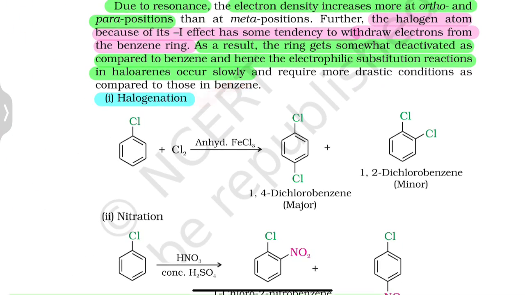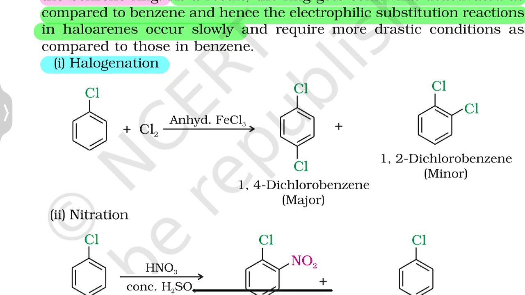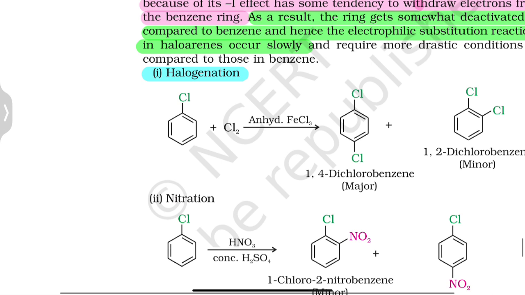Now we will see halogenation first. In halogenation, remember that you are treating with chlorine in the presence of anhydrous ferric chloride. You will get the ortho product as well as the para product, and the para product is always the major one. Which electrophile is formed here? This is an electrophilic substitution reaction, so the electrophile formed here is Cl plus. The hydrogen present here is removed and replaced, so Cl will come and attack here, and therefore you get a chloro group here.